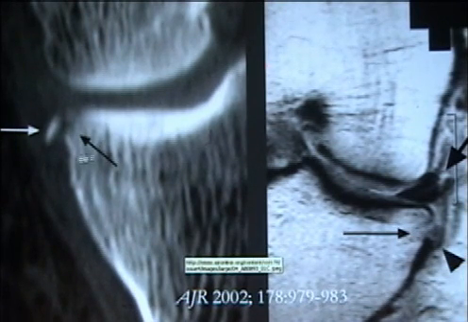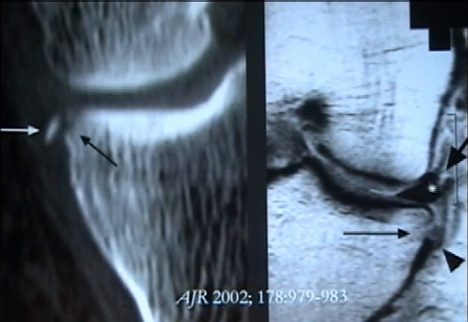Same thing here, different patient who has a reverse Segond fracture, little piece of bone avulsed here. Remember, the deep layer of the MCL coming down to insert there. Here we see the normal meniscofemoral extension of the deep layer of the MCL, but the disrupted coronary ligament and that avulsion of that small piece of bone.